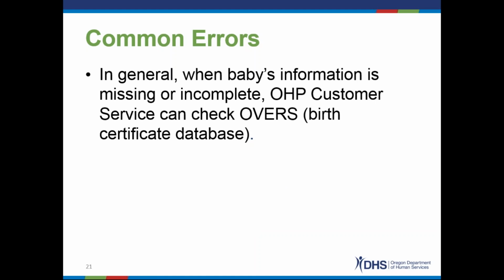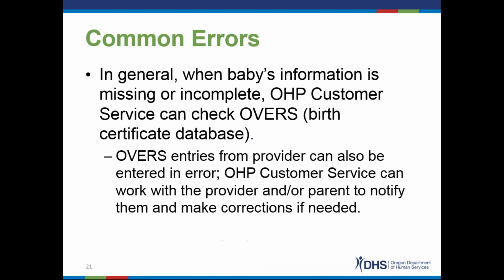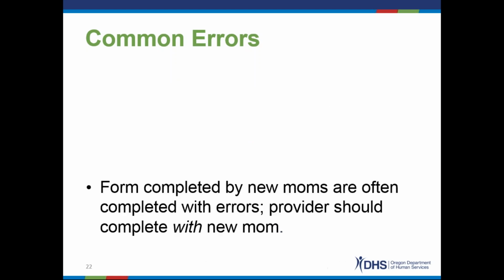And often when a baby's information is missing or incomplete, OHP customer service can and will check OVERS, which is the birth certificate database. However, some of those entries can also have been made in error by the provider as well. So as long as that provider's information is present on the newborn notification, then OHP customer service can work with the provider and/or the parent to make corrections and notify them as needed.